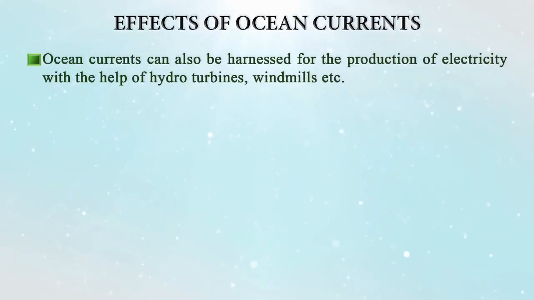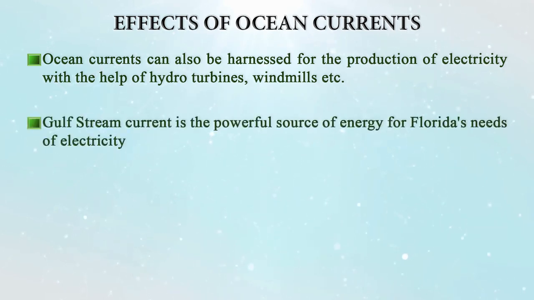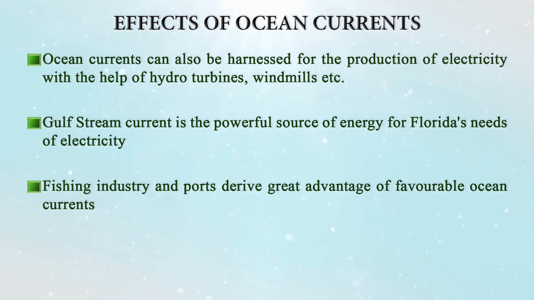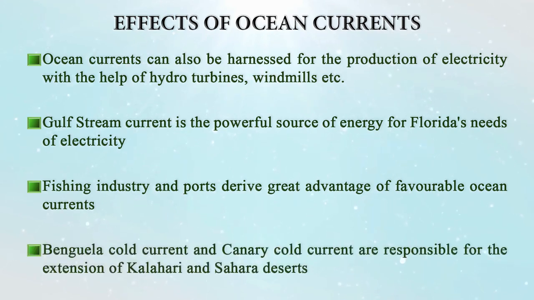Besides, ocean currents can also be harnessed for the production of electricity with the help of hydro turbines, windmills, etc. Gulf Stream is a powerful source of energy for Florida's needs of electricity. Fishing industries and ports derive great advantage of favorable ocean currents. Similarly, the cold ocean currents like Canary cold current, Benguela cold current are responsible for the extension of Kalahari and Sahara deserts at their places.